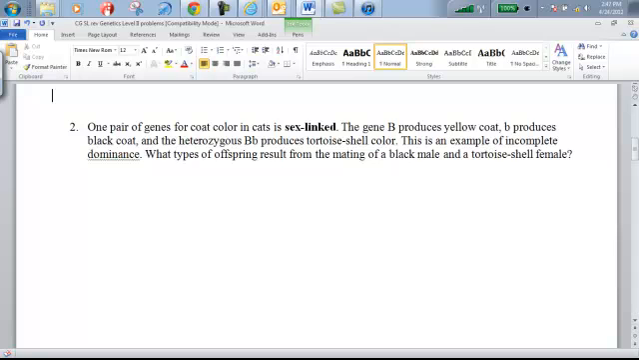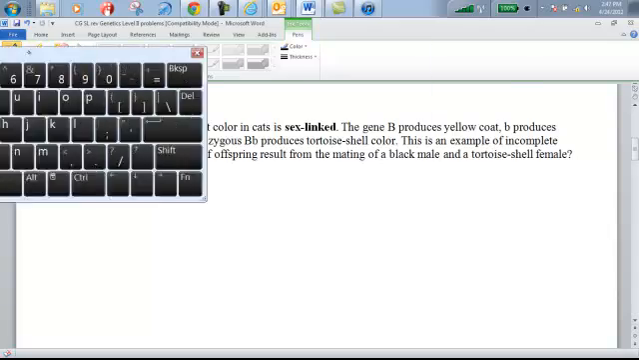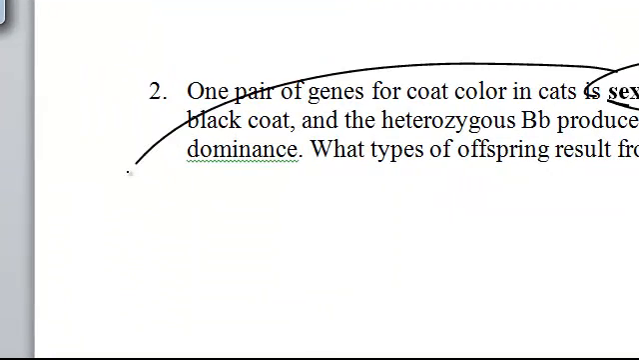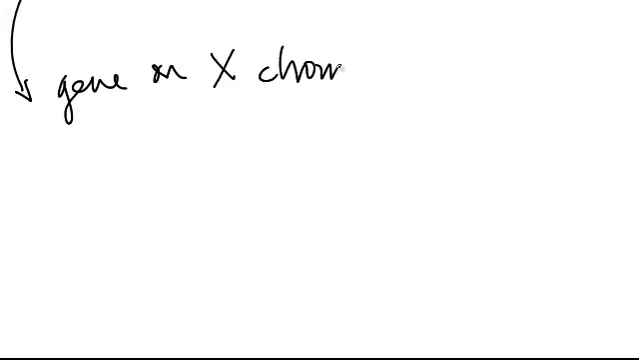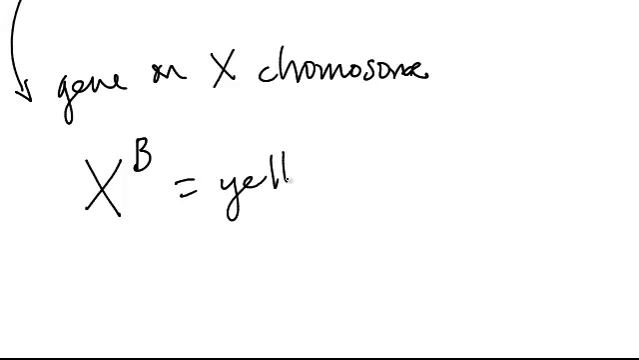Well, what we need to do here is get our allele symbols straight. Again, if it's sex-linked, that means it's on the X chromosome. Here's how this works for our allele symbols. I'm going to write an X, and then superscript right afterward, I'm going to write either a capital B or a lowercase b. So this means yellow. This, of course, means black coat.